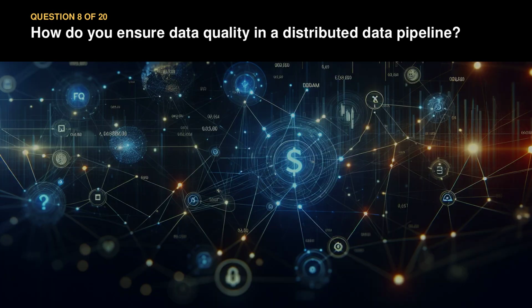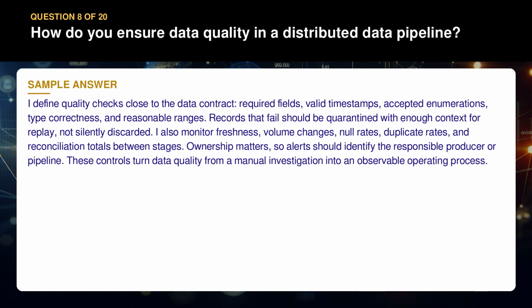Question 8. How do you ensure data quality in a distributed data pipeline? I define quality checks close to the data contract: required fields, valid timestamps, accepted enumerations, type correctness, and reasonable ranges. Records that fail should be quarantined with enough context for replay, not silently discarded.